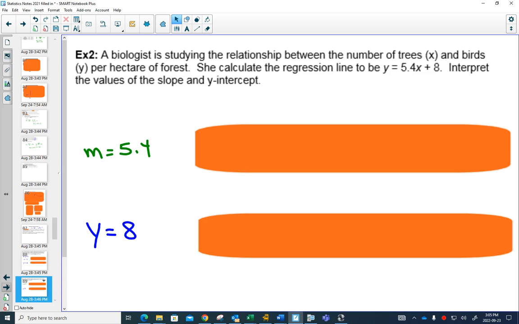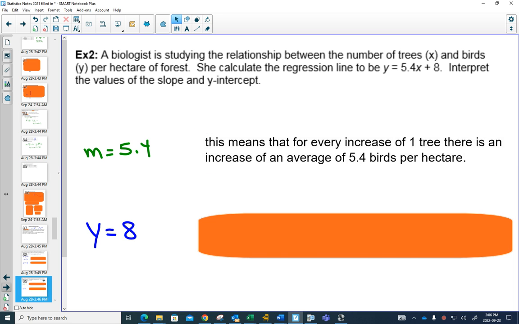So, does the number of trees affect the number of birds? We've got a regression line calculated to be y equals 5.4x plus 8. So your slope is the change in your y values. No, y is birds. For every increase of 1 tree, you get an increase of 5.4 birds. So you increase by 1 tree, you get 5.4 more birds. Have you ever seen 0.4 of a bird? Not pretty.